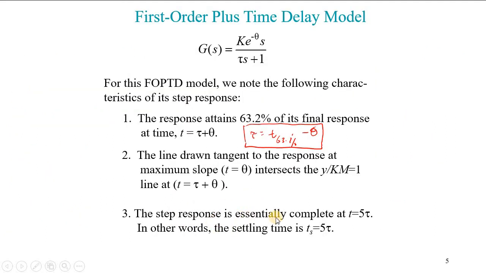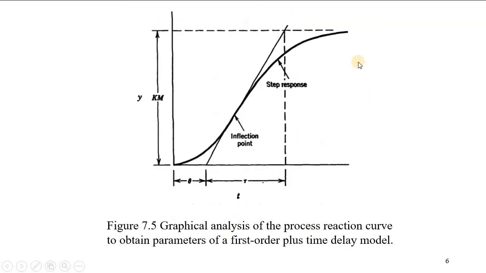The step response is essentially completed at t equal to 5 tau, and we already said that. So it's a good assumption. We can say that settling time is equal to 5 tau, even though the response may enter that band before then. Okay, so again, this is for the second response.